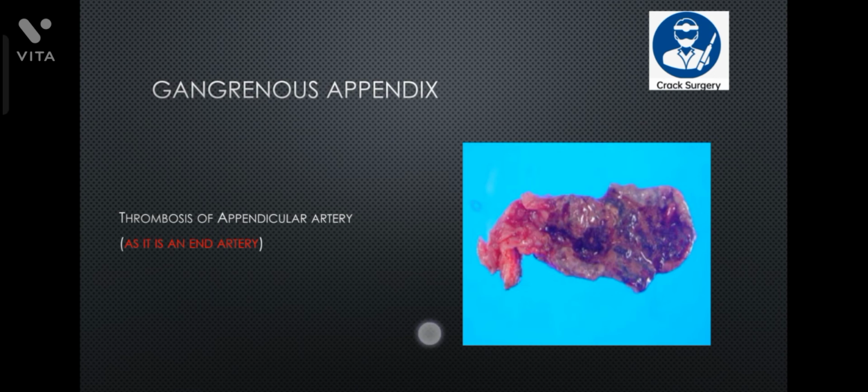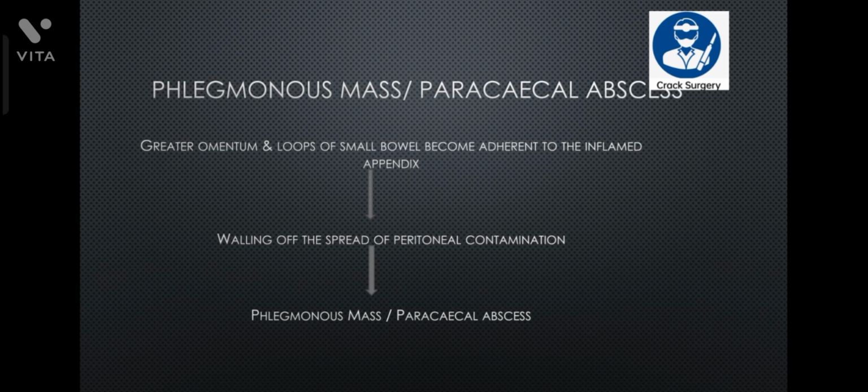Phlegmonous mass or paracecal abscess: the greater omentum and loops of small bowel become adherent to the inflamed appendix, and walling off of the spread of peritoneal contamination leads to a phlegmonous mass or paracecal abscess. This is a natural procedure to prevent spreading of inflammation. This is a destructive phlegmonous appendicitis after adrenaline and appendectomy.